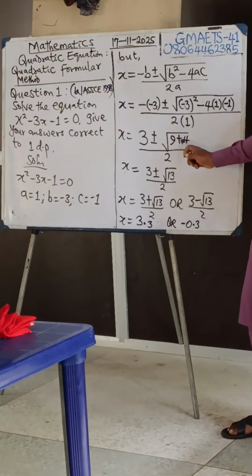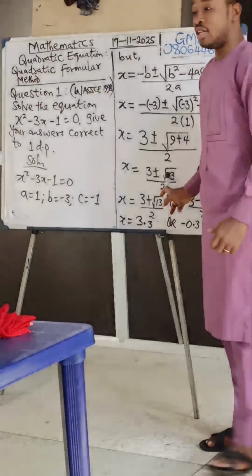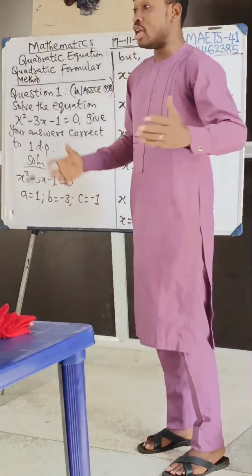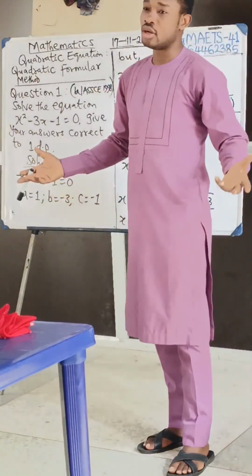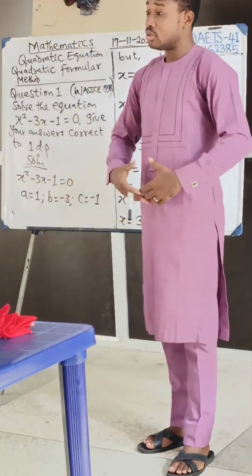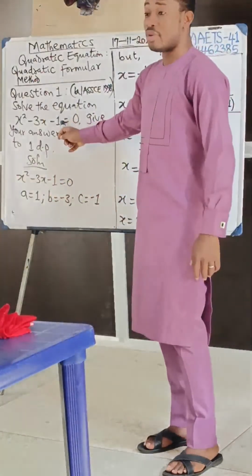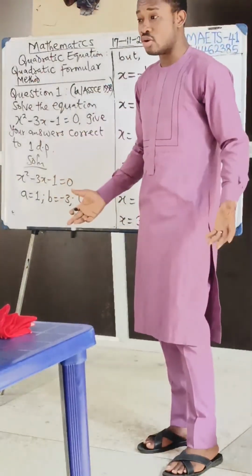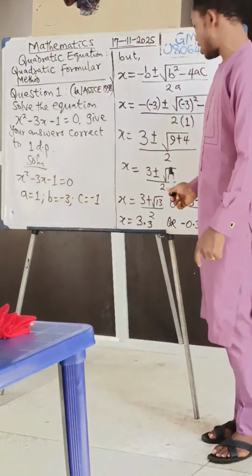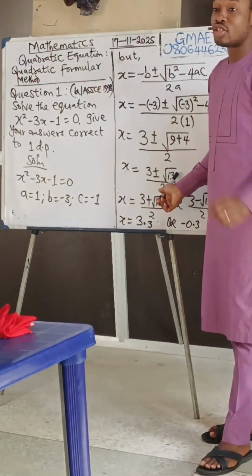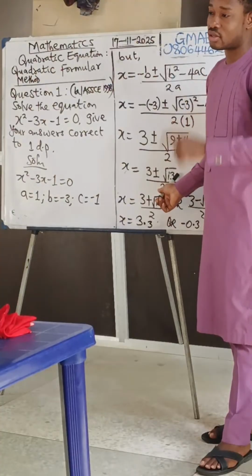So from here, simplify further: 9 plus 4 will give you 13. Is that not so? Yes. For that reason, 13, is it a perfect square? No. Is it 0? No. So can this quadratic equation be factorized? No. Because the discriminant gives us a number that is not a perfect square.